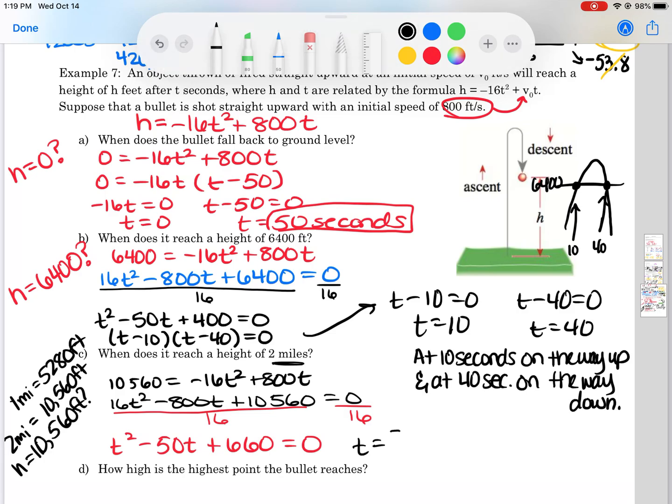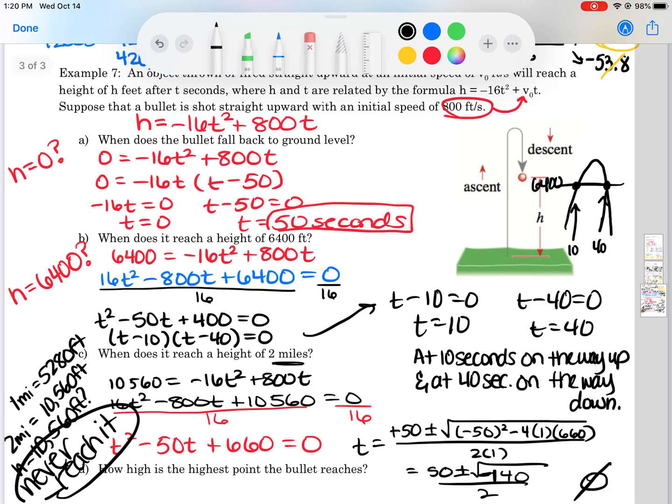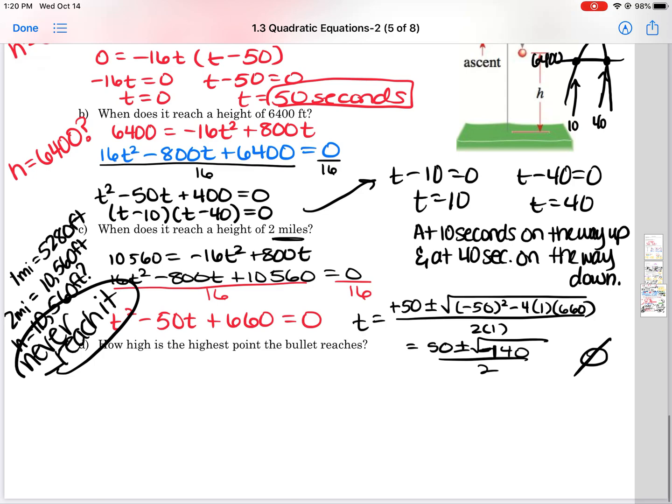And this is so messy. Let's try the quadratic formula. So we have that t should be equal to negative b, so positive 50, plus or minus the square root of negative 50 squared minus 4 times a times c, all over 2 times a. And when I work that out, that's 50 plus or minus the square root of negative 140, over 2. Negative 140. When we get a negative, we get no real solutions. What does that mean? We never reach it. We're going to never reach that height of 2 miles.